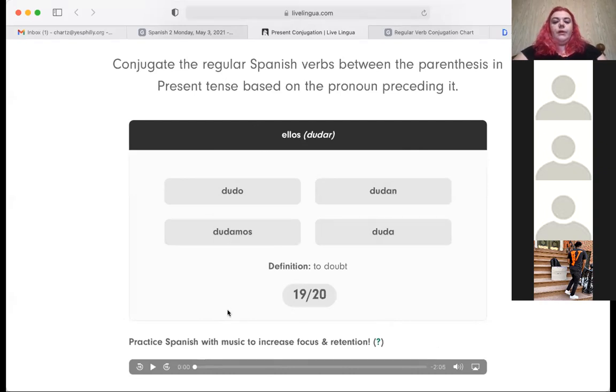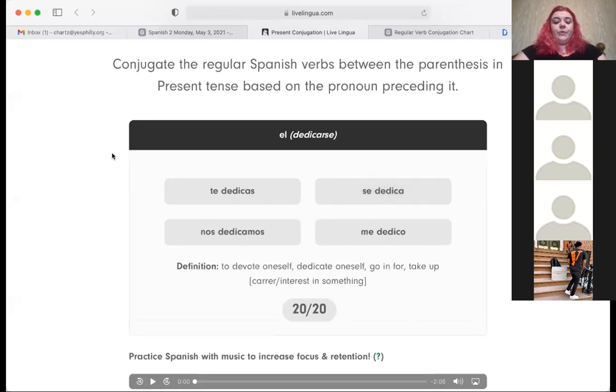And it's completely okay to be wrong. Like, it's okay. Ellos dudan. Yep, that's correct. Yep, you're right. So last one here, we have él dedicarse. So this is a reflexive, like I said. So basically just focus on dedicar, and that means to dedicate. So would it be dedicas, dedicamos, dedica, or dedico?